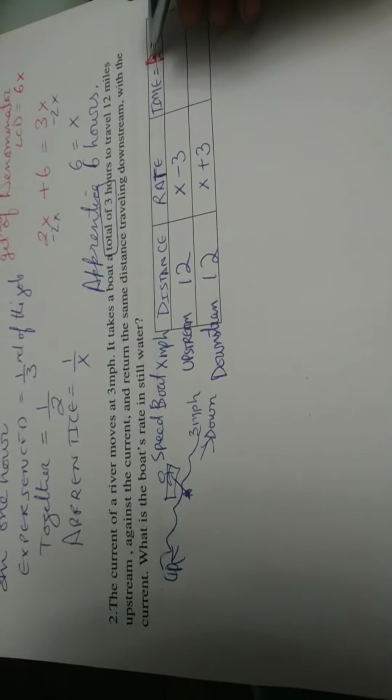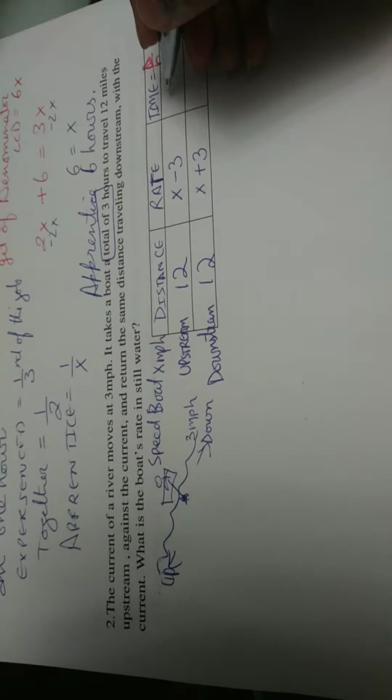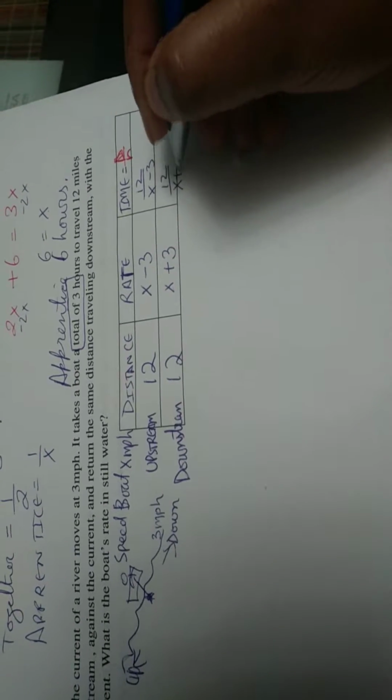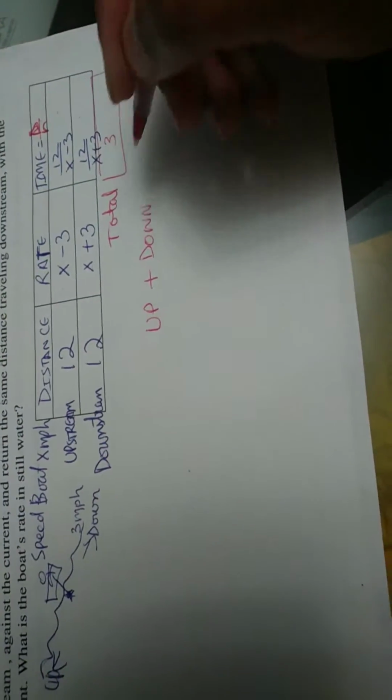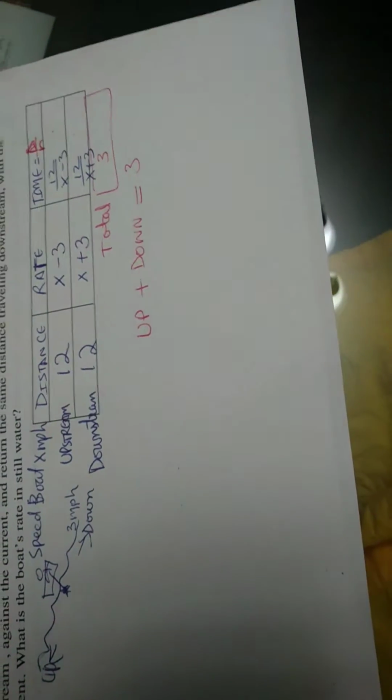So how to figure out the time? You use the formula distance divided by rate. So it would be 12 divided by x minus 3, and then 12 divided by x plus 3. Now how to set up the equation? If you look, the total time was 3 hours. That means if we add the time of upstream and downstream, it is a total of 3 hours.